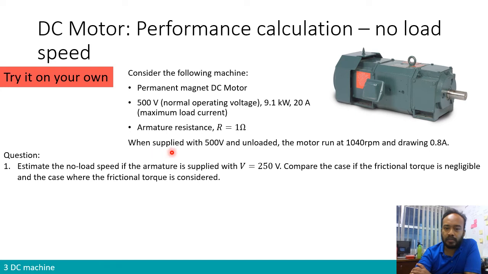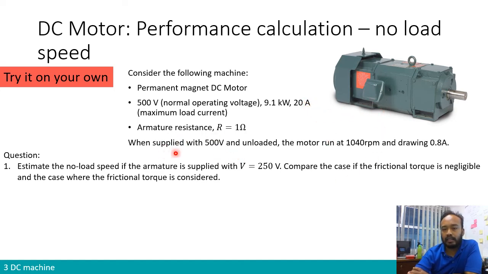And there is a certain observation that is noted over here. When the machine is supplied with 500 volt, which is the normal operating voltage, and unloaded, which means that the shaft is not connected to any application, it is not driving any application, the motor runs at 1040 rpm. So the motor can run at about 1040 rpm with 500 volt, drawing a current of 0.8 amps. Unloaded means, as we've seen previously, the frictional torque is very minimal. So we can see that the frictional torque is translated into a certain current drawn. It is a very small current of 0.8 amps compared to the maximum load current of 20 amps.